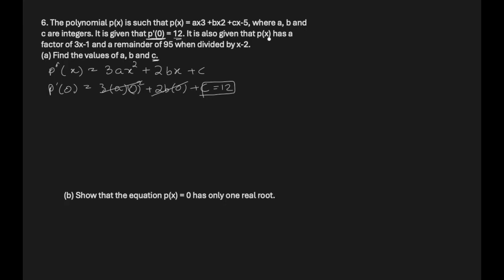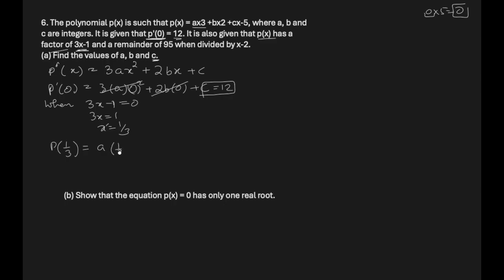It is also given that p(x) has a factor 3x minus 1. So when one of the factors is 0, the whole product will become 0, right? What I'm trying to say is, 0 times 5 is 0. If one of the factors is 0, the main number will also be 0. So 3x equal to 1 and x equal to 1 over 3. That means in the polynomial, if I put x equal to 1 over 3, I should get a 0.